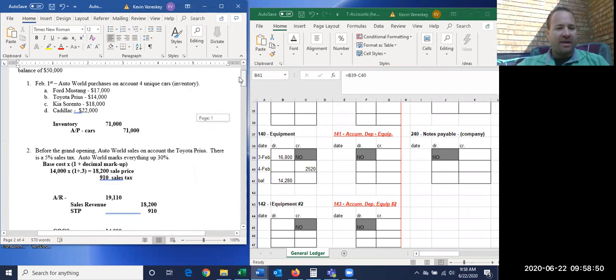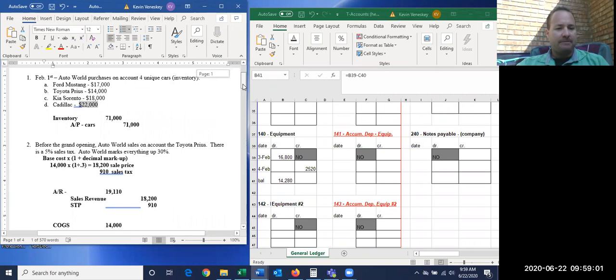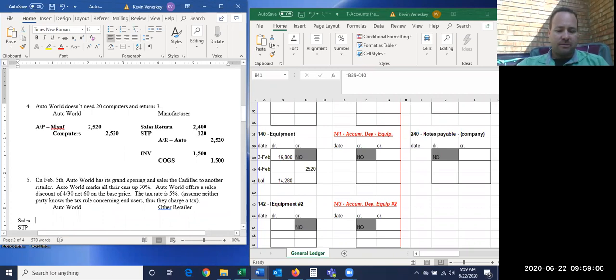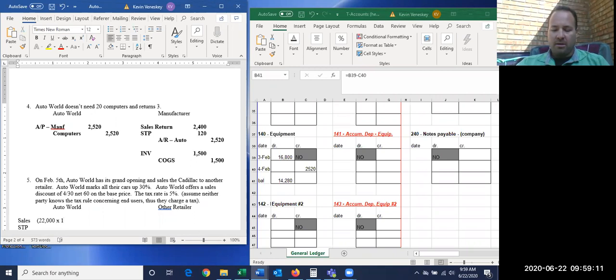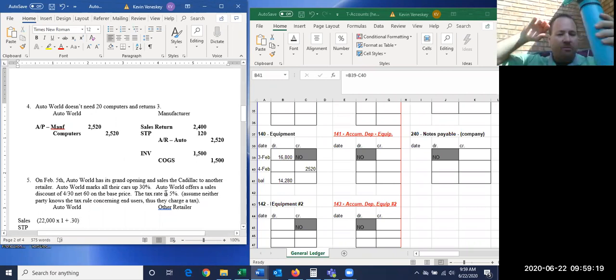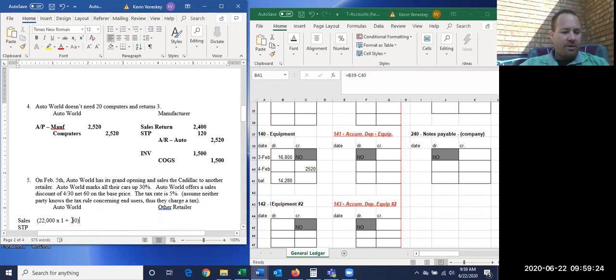All right, so we mark everything up 30%. Let's go back up and see what the Cadillac cost me. The Cadillac cost me $22,000. I mark it up 30%. Okay, so let's do the math. Sales, take your base price, times 1 plus the markup. In this case, we keep having the same markup. The markup is 30%. So 1 plus 0.3.